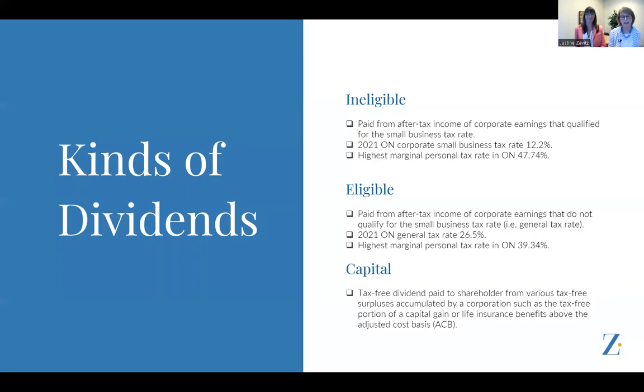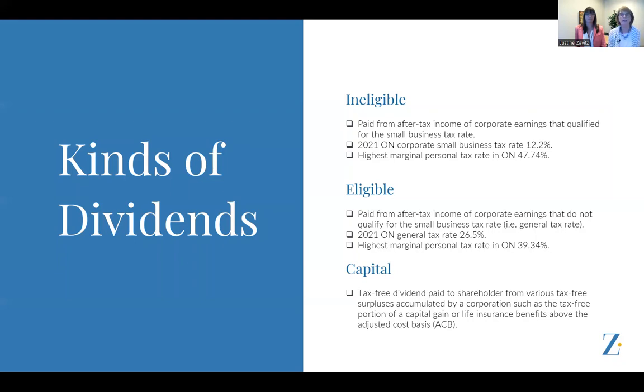If you have a capital gain within your corporation, you know that when you have a capital gain, 1/2 of the capital gain is currently taxed and the other half isn't. So that other half that's not taxed has to come out of the corporation as a capital dividend, which means, again, that dividend does not incur tax at the personal level.